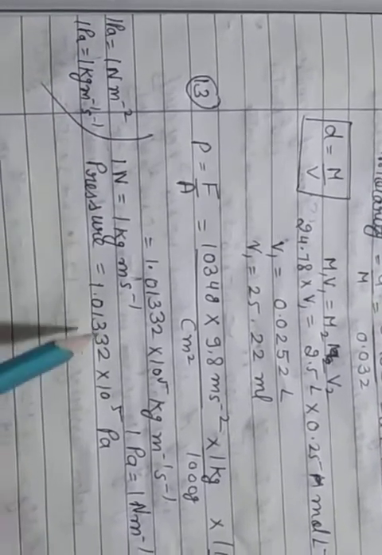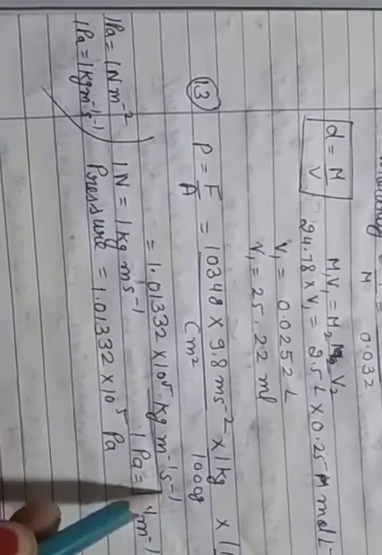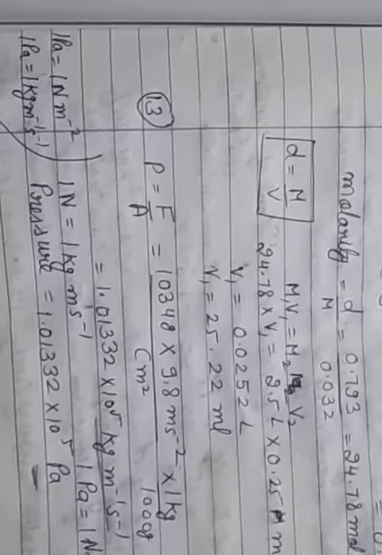So pressure is equal to 1.01332 into 10 to the power 5 Pascal, because this unit is equal to 1 Pascal.